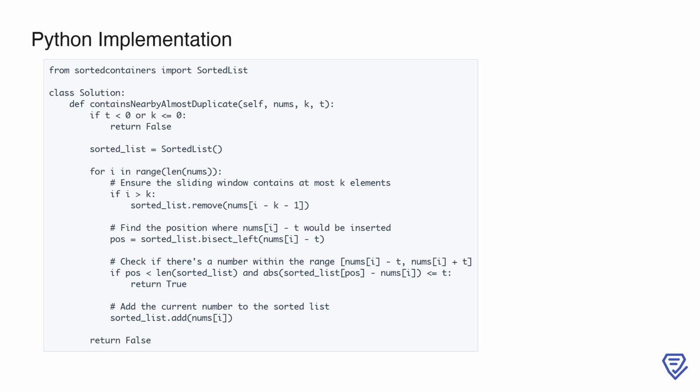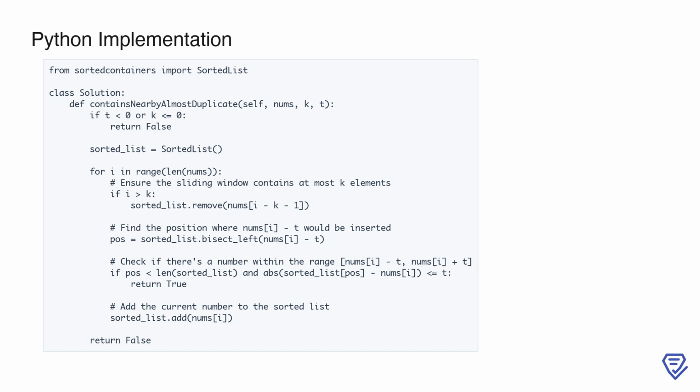The bisect_left method finds the lowest index where nums[i] - t could be inserted. This ensures that the search focuses on elements that could potentially satisfy the condition |nums[i] - nums[j]| ≤ t. 4. Validation of range. Once the candidate position is found, the algorithm checks if the number at that position is within the acceptable range of nums[i]. If a valid number is found, the function returns true. 5. Adding current element. If no valid number is found, the current number nums[i] is added to the sorted_list to include it in the sliding window for future checks.